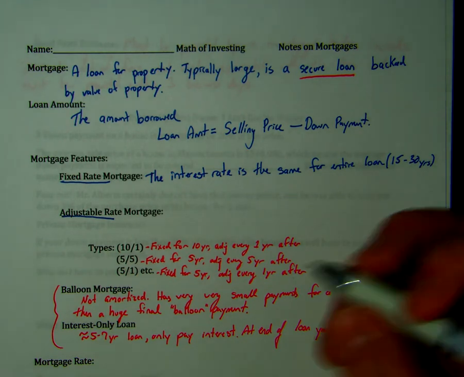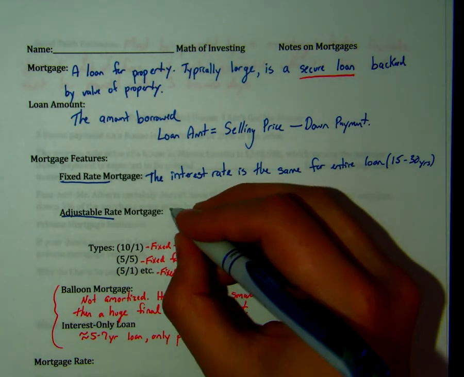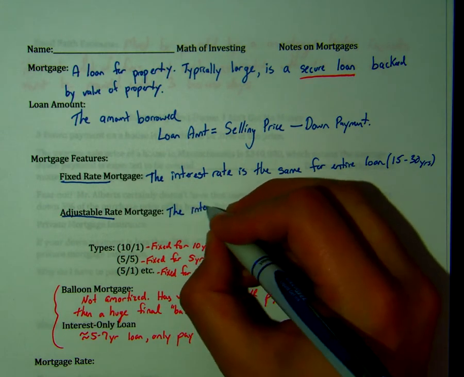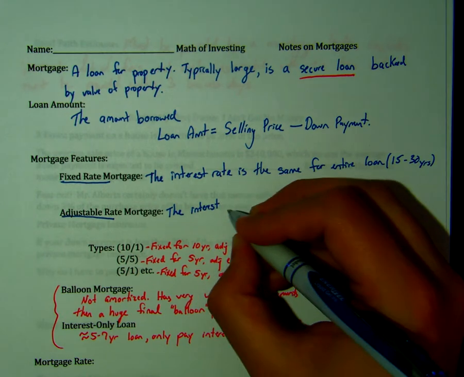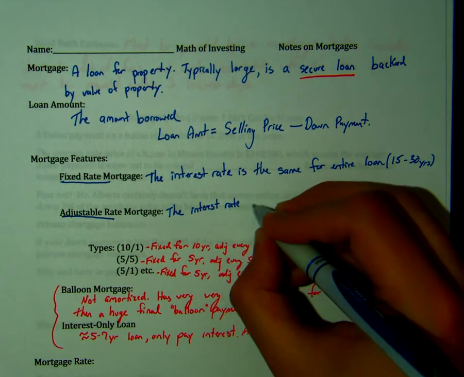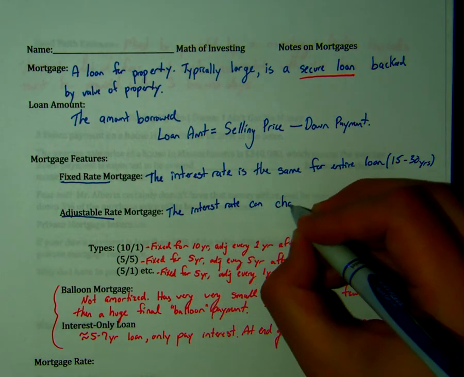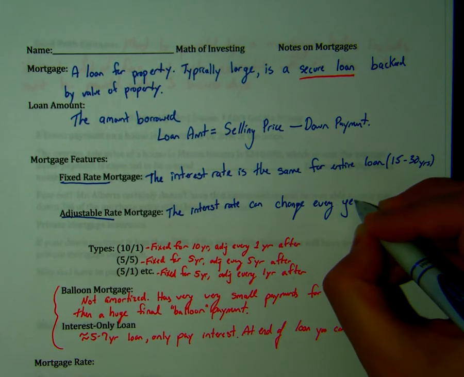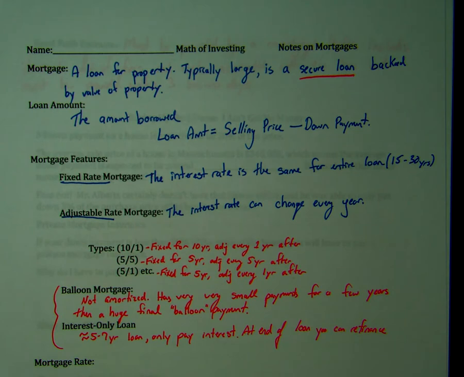An adjustable rate mortgage is one where the interest rate can change. Now, it doesn't just change every day. It can change every year. And now, this is usually where, if I was in a room with 25 of you, somebody usually asks, well, which one's better? And in most cases, when you're dealing with things financially, some things are better for some people, some things are better for others.